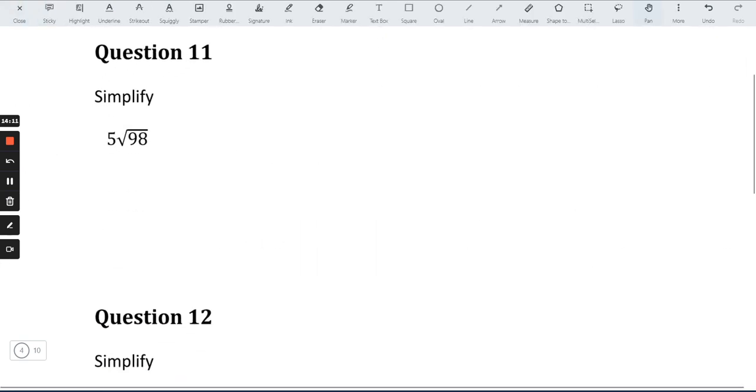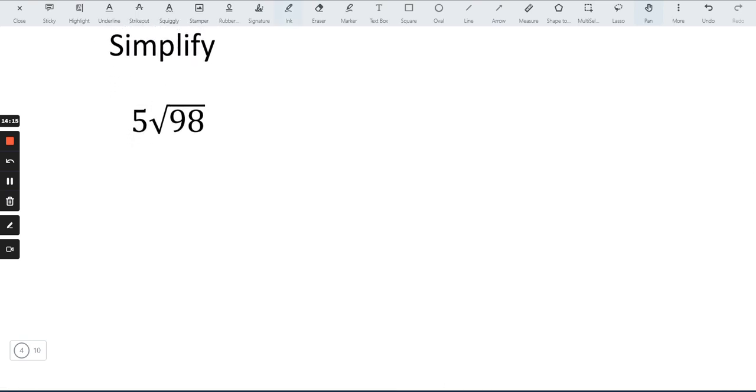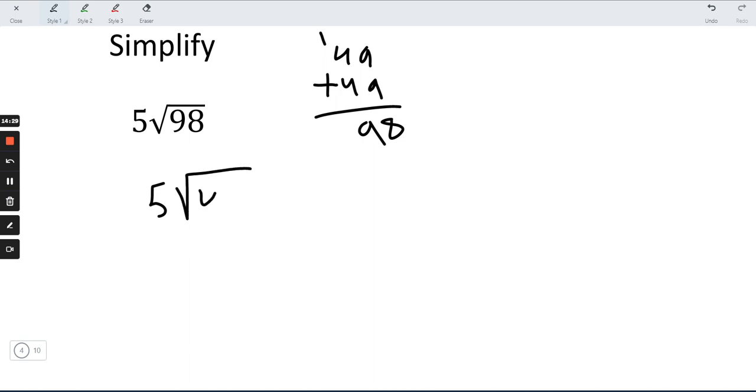Question 11 here. Okay, 98 here. 98 is no more than 49 plus 49. 49 plus 49 will get 98. So 5 here is times square root of 49 times 2. Square root of 49 is 7, times 5 is 35 square root 2.